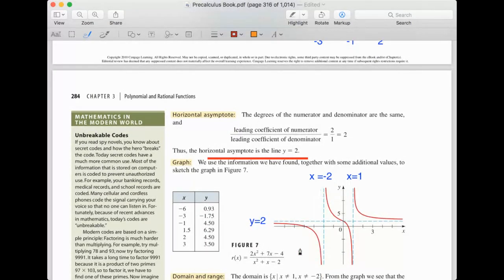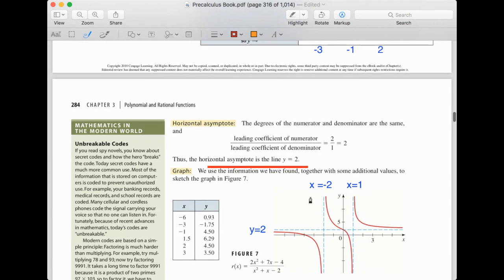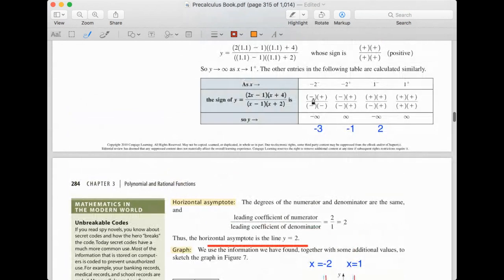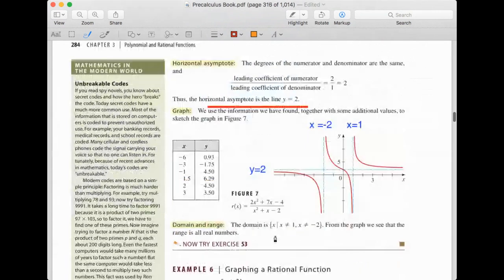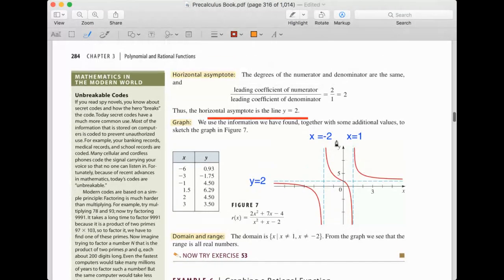In this interval, from negative 2 down to negative infinity, either the graph is above y equals 2, or the graph is down below y equals 2. And we evaluate, we see it's negative. Negative times positive times negative gives us negative. That means the y value is down here, below y equals 2. Similarly for this one, right?